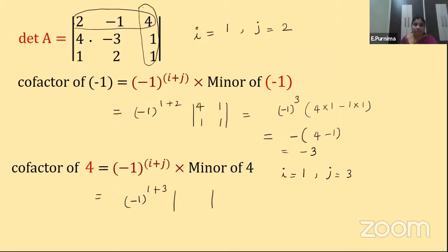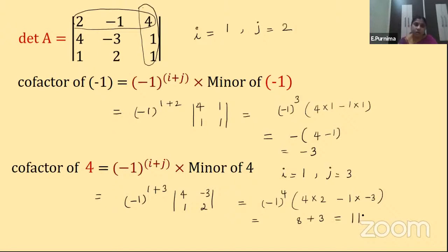Now what are the 4 elements left here? 4, minus 3, 1, 2. Which is equal to minus 1 to the power of 4 into, what is the element here? 4 into 2 minus 1 into minus 3. So minus 1 whole to the power of 4 is how much? Plus 1 only. 4 into 2 is 8. Minus into minus is plus. 8 plus 3 is how much? 11. 8 plus 3 is equal to 11 we got.